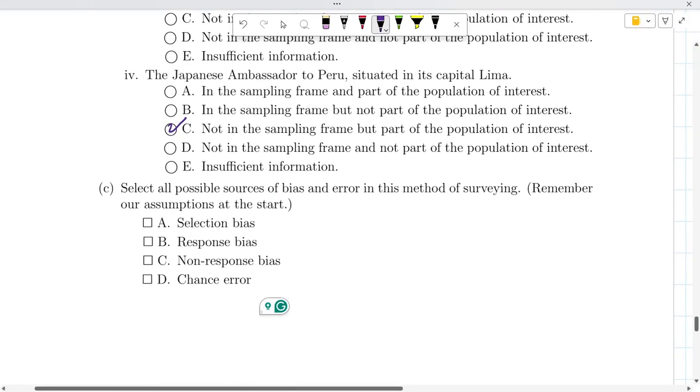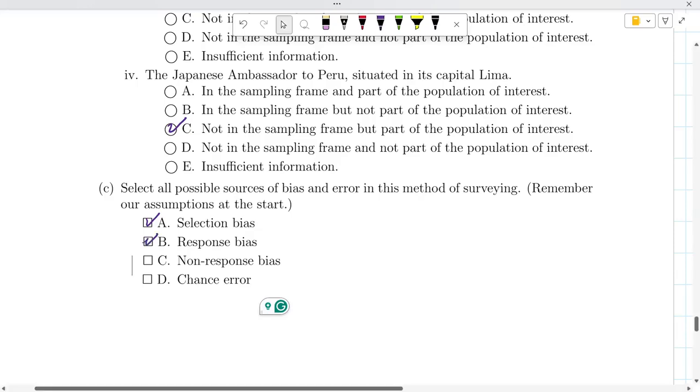All right, now select all the possible sources of bias and error in this method of surveying. So, first of all, do we have selection bias? Yes, because you see that there are people who are not in the sampling frame but in the population of interest, as well as people who are not in the population but still in the surveying frame. So there's definitely selection bias. Is there a response bias? Yes, more or less for every single survey you encounter, there is some response bias. So this is almost always a yes.